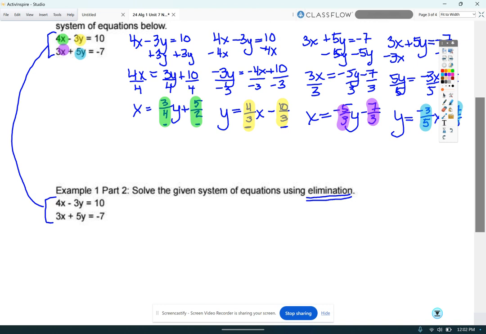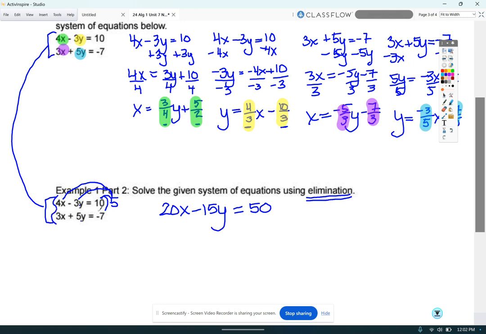So for this particular question, let's say it's the y's that I want to eliminate. What I'm going to do is take the first equation and multiply it by 5. Now I'm going to distribute that 5 to everything. So that first equation becomes 20x minus 15y equals 50. Now, if you're wondering why I multiplied by 5, just give me a second and hopefully you'll be able to see why that's what I chose.